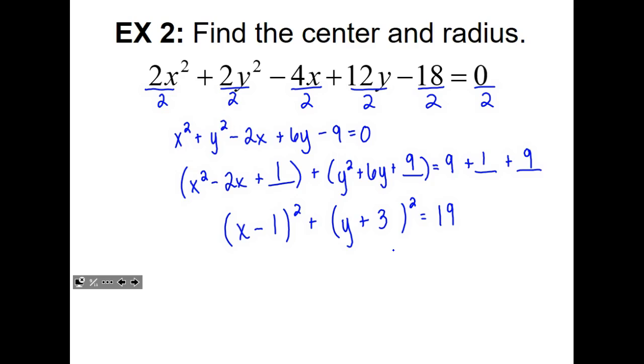Okay? Lakin, what's the center of that circle? Perfect. And Jasmine, what's the radius? It is the square root of 19. If you want to get a decimal, you can, but we can just leave the square root of 19. It'll be fine. Okay. Questions? All right, we've got one more.